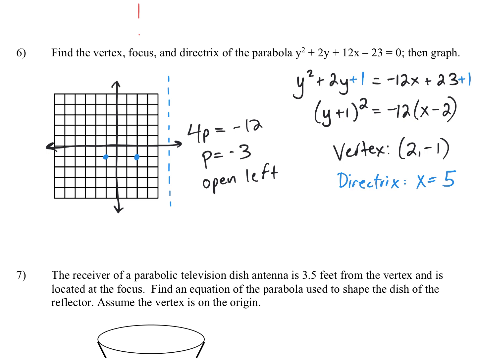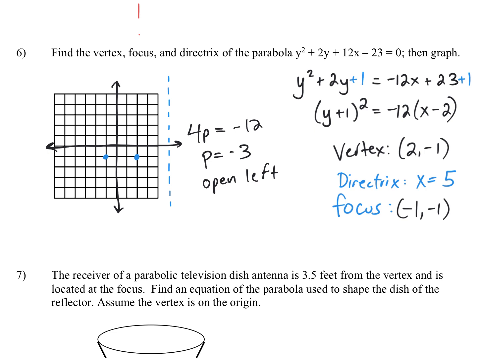And then at the level of our actual focus, I think I just misspoke. Our focus is this point here that I've just highlighted in red. That point is 3 units to the left of our vertex, so it is at the point -1, -1. And I think that's all we need for key features.